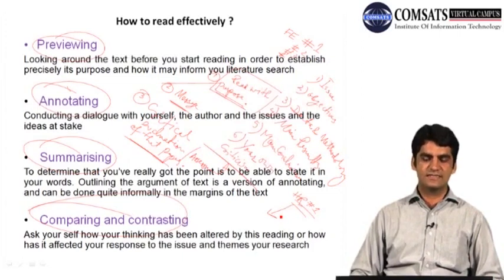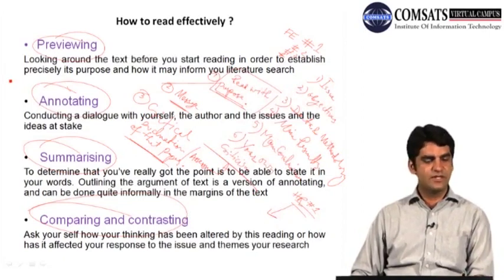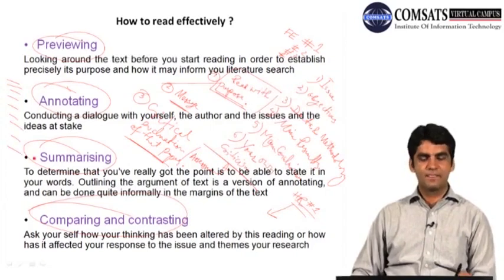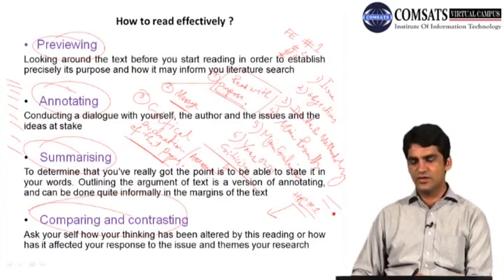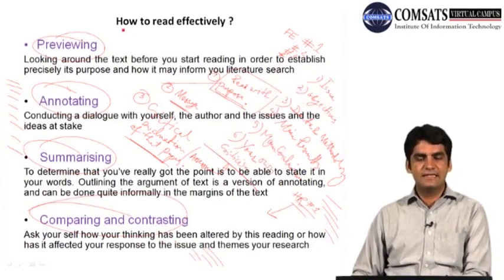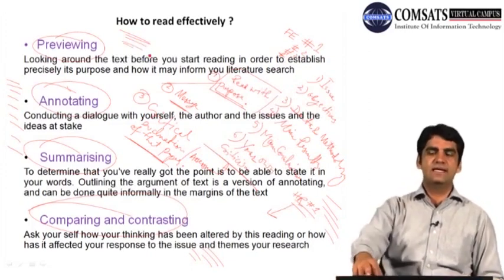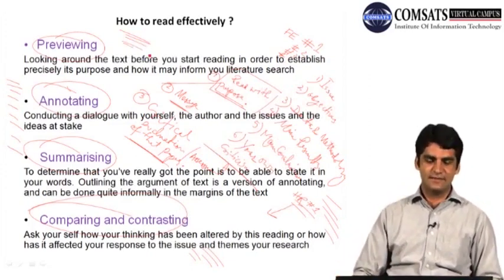Outlining the arguments of the text is a version of annotating and can be done quite informally in the margins of the text. So if you are reading a paper, you can summarize important points on these margins on the left side, or on these margins on the right side, or you can also do it at the bottom of the page or at the top of the page. So these summaries can also help you write under these headings that I have described.